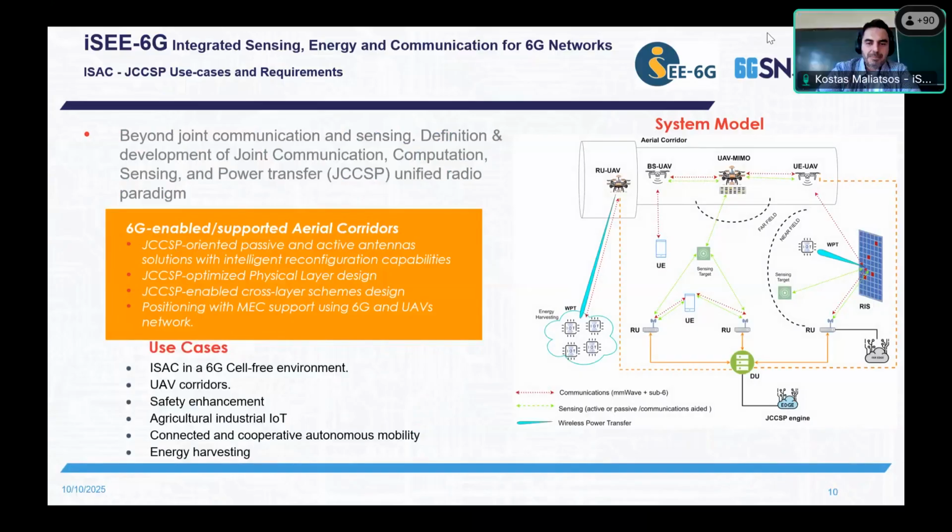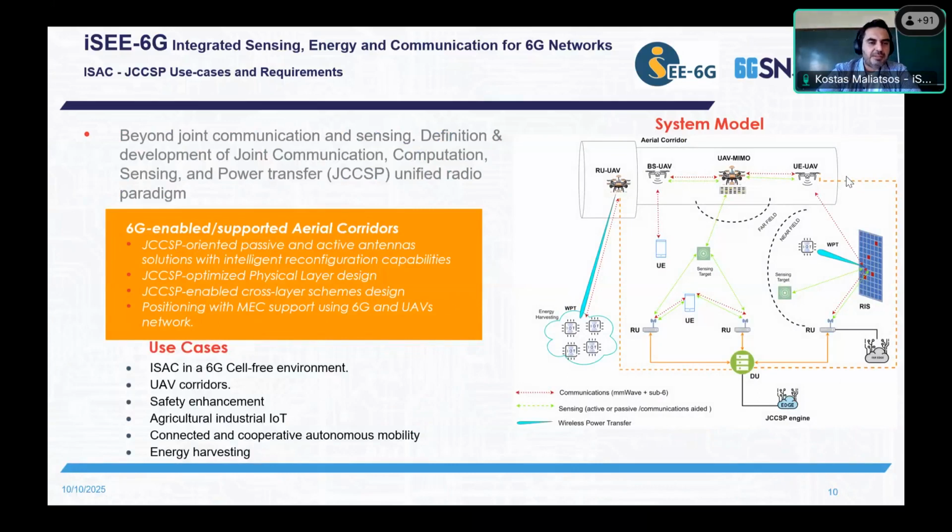Okay, thank you. My name is Kostas Maliatzis from University of Aegean and University of Piraeus in Greece. Today I present ISA6G. As a project, we go beyond integrated sensing and communication concepts and expand integration to include computation and energy transfer, enabling a truly unified radio paradigm.